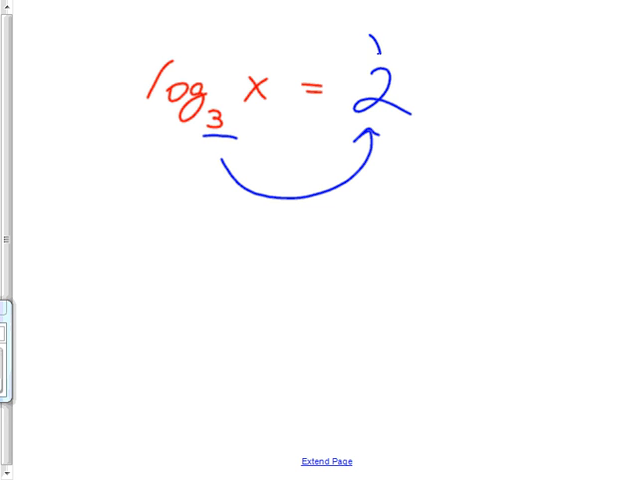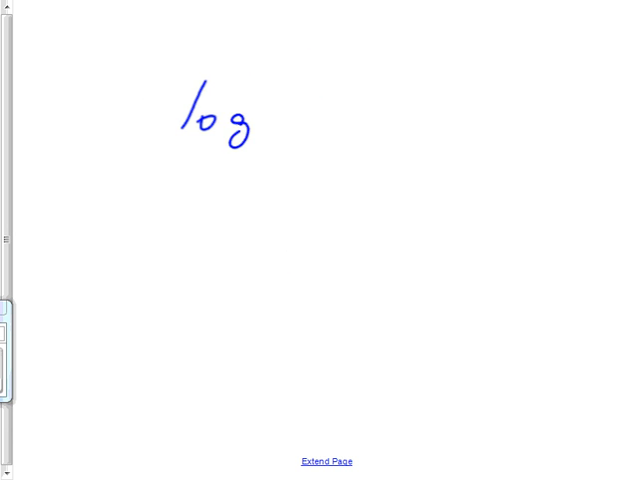3 to the second equals x. 3 to the second's 9. There we go. See how simple that was? What if it was like this? Log base x of 5 equals 2. Solve that one.